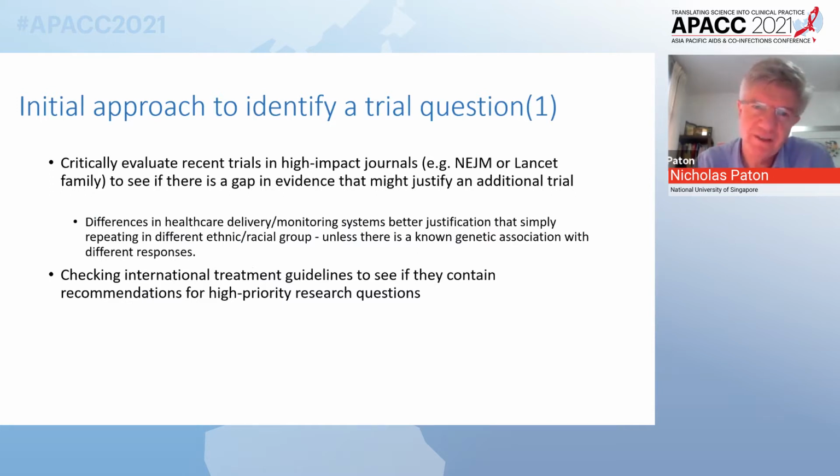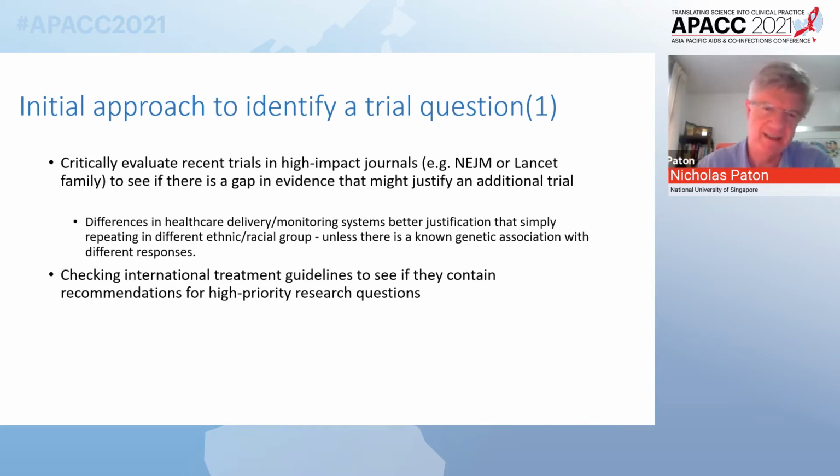So first of all, one thing you can do is look through recent trials in high impact journals, such as New England Journal of Medicine or the Lancet family of journals, Lancet HIV, to see if there's a gap in the evidence that might justify an additional trial that you might be able to do in your local setting. And differences in healthcare delivery and monitoring systems are generally better justification for doing a trial than simply repeating a trial in a different ethnic or racial group, unless there's a known genetic association with different responses to a drug that might justify that.